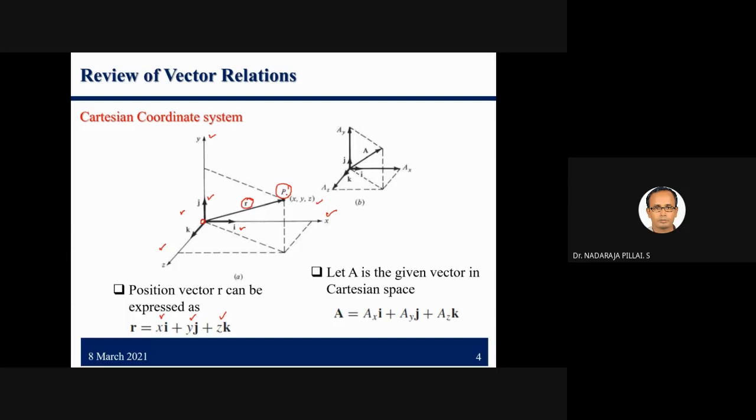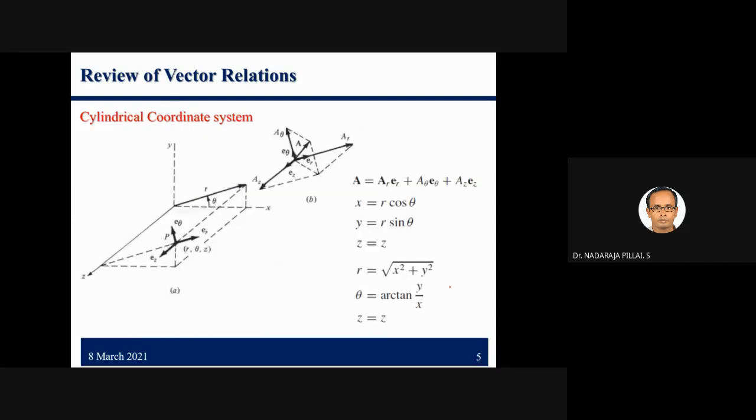Now consider A as a given vector in the Cartesian space, with Ax, Ay, Az as its components along i, j, k. Then we can write A equal to Ax i plus Ay j plus Az k. Now let us consider the cylindrical coordinate system.